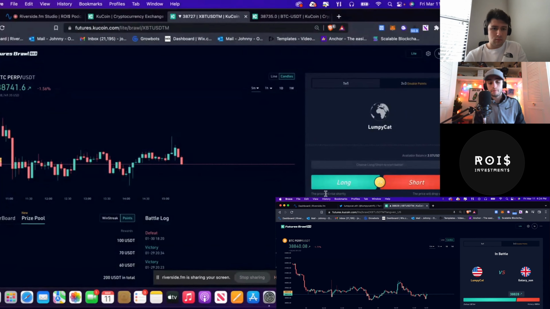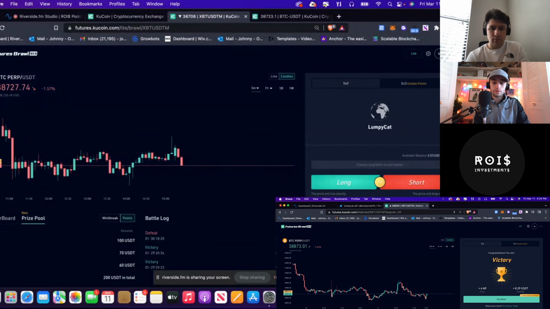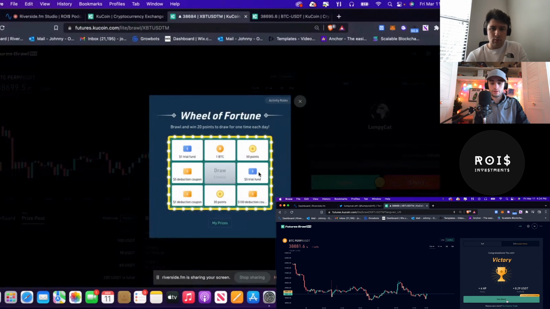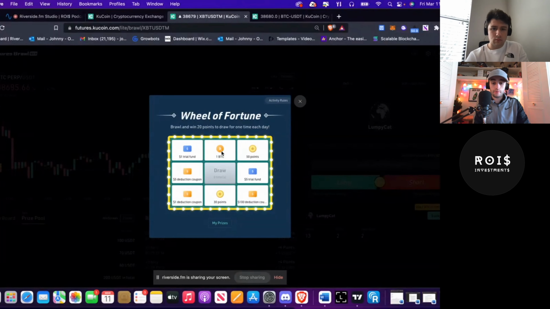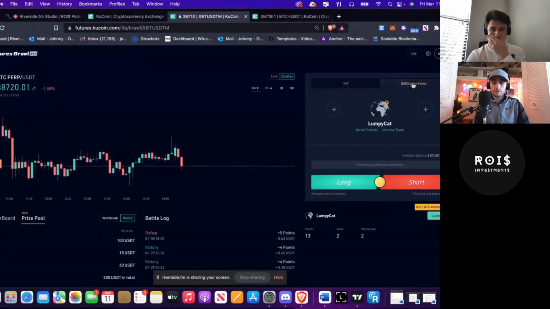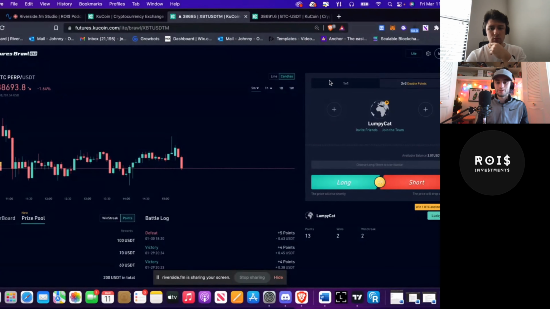Now, when you win, you are rewarded with USDT or points. So you get the points, and when you have enough points, you can do this Wheel of Fortune thing, and you can do draw, and here are some of the prizes you can win. Like 1 Bitcoin, that would be absolutely insane. There's also 3v3 double points, so you can have a team to do it, set up with your squad, set up a stream, do those kinds of things.